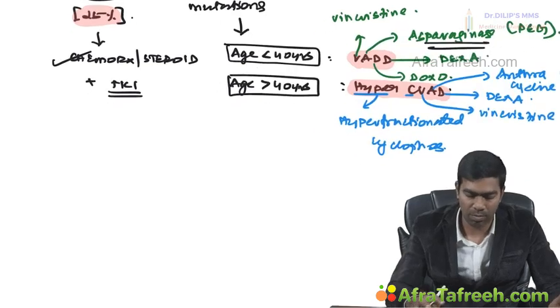So there is something called reduced intensity chemotherapy. If the patient is of even older age, like 75 years and above, we are going to use reduced intensity chemotherapy also.